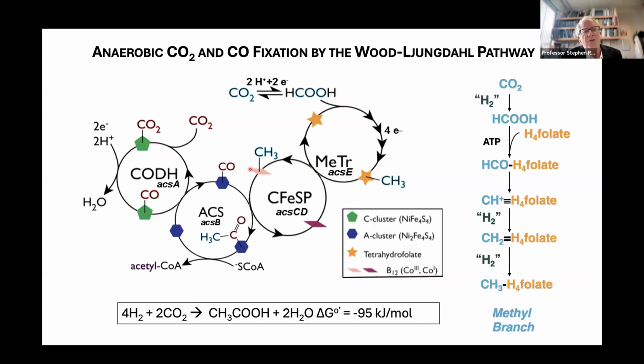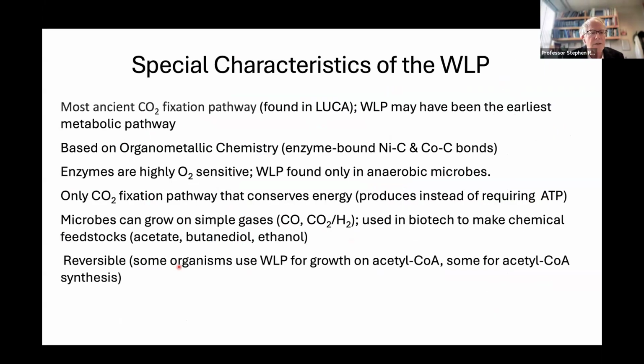Okay, so that methyl group gets transferred off to this nickel, 2 nickel, 4 iron, 4 sulfur cluster called the A cluster on acetyl-CoA synthase. And that makes an intermediate that's bound to that metal complex. That ends up making an acetyl intermediate when it binds carbon monoxide. Coenzyme A then comes in to make acetyl-CoA. So these are the organometallic intermediates in the pathway.